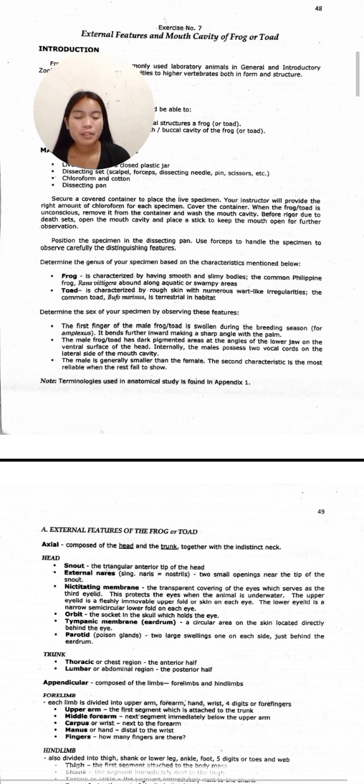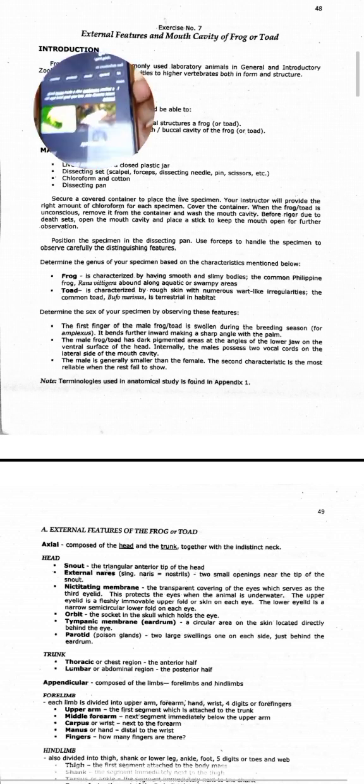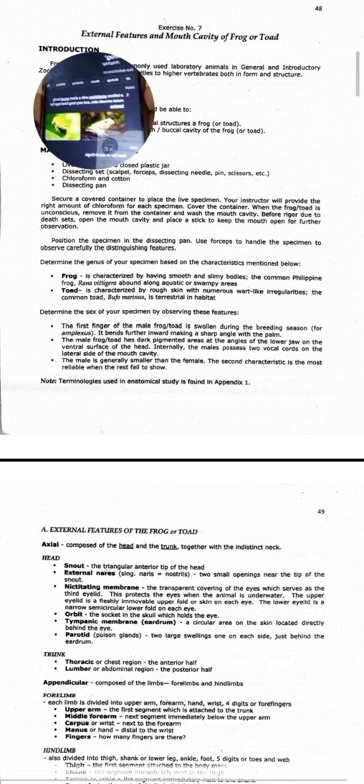So, frog is characterized by having smooth and slimy bodies. The common Philippine frog, Rana vitigera, abounds along aquatic or swampy areas. The frog is a tailless amphibian with a short squat body, moist, smooth skin, and very long hind legs for leaping. So that is first the frog that you see.